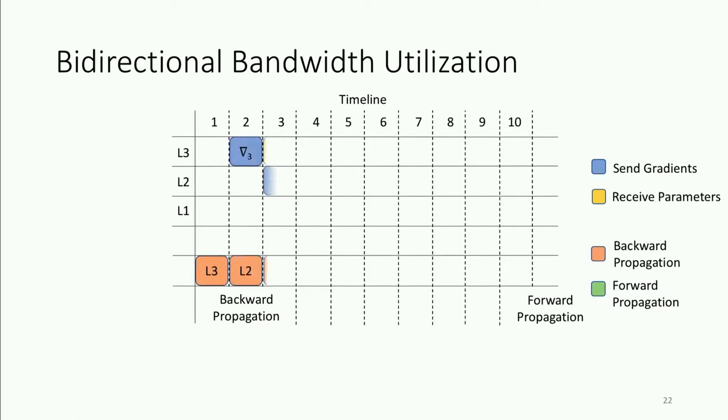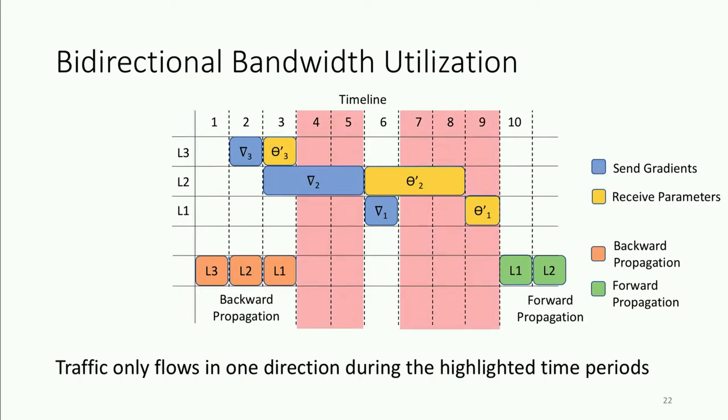Because of the presence of such a considerably heavy layer, the parameter synchronization is actually dominated by that particular layer. So let me go back to that three-layered neural network example. In this case, the second layer, L2, takes thrice as much time to synchronize parameters compared to the first and third layers. Because of that, during the highlighted time periods, the traffic flows only in one direction. That means in the other direction, the network stays idle. So this is wasted network bandwidth that we can actually utilize to reduce the communication overhead.